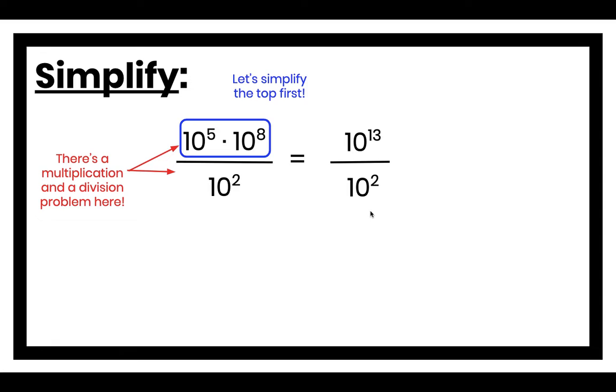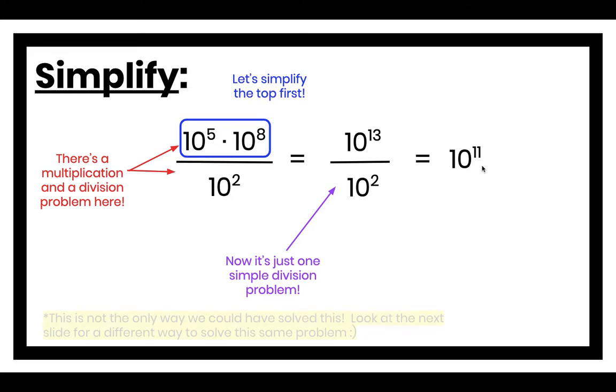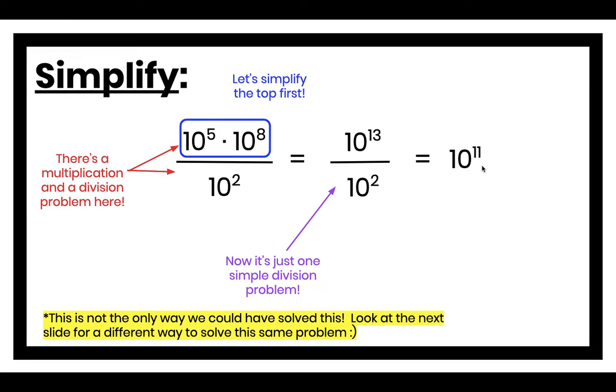Now, you can see that this is just a simple division problem. So if you remember, we're dividing powers of 10. We are going to keep our base at 10 and subtract our exponent. So it's 13 minus 2 is 11. So our final answer would be 10 to the 11th power. So this is not the only way you could have solved this. Look at the next slide for a different way to solve the same problem. All right, let's take a look.